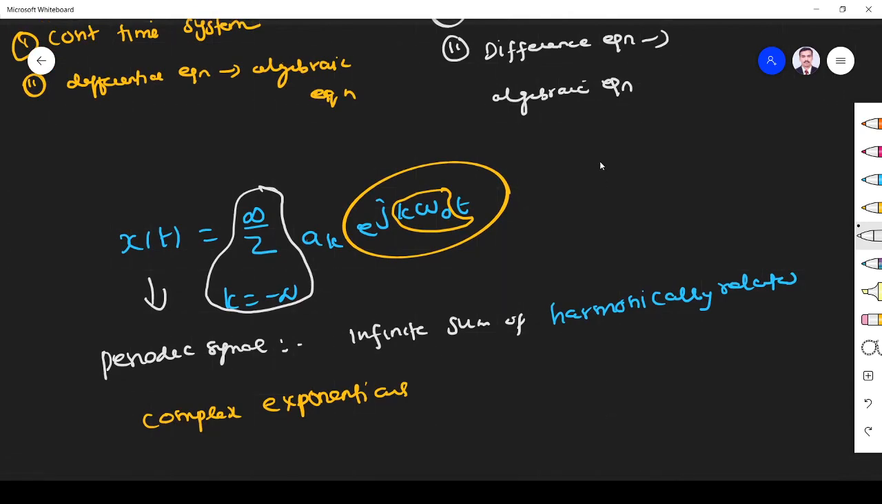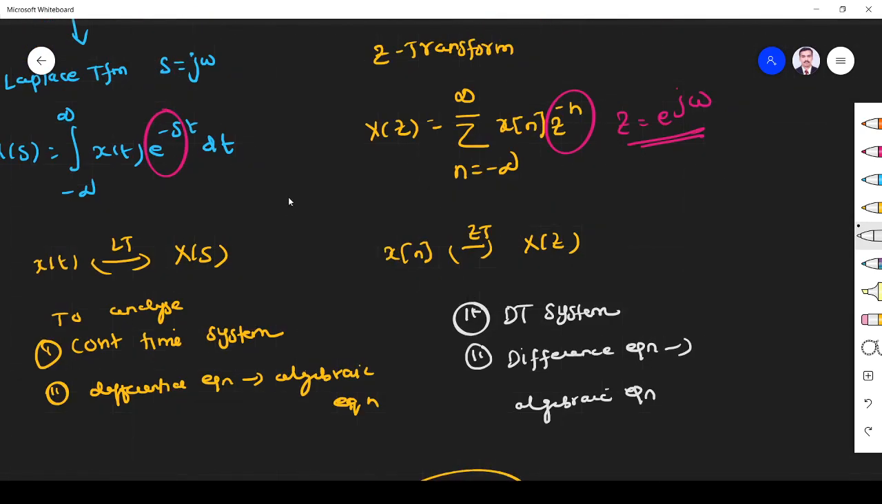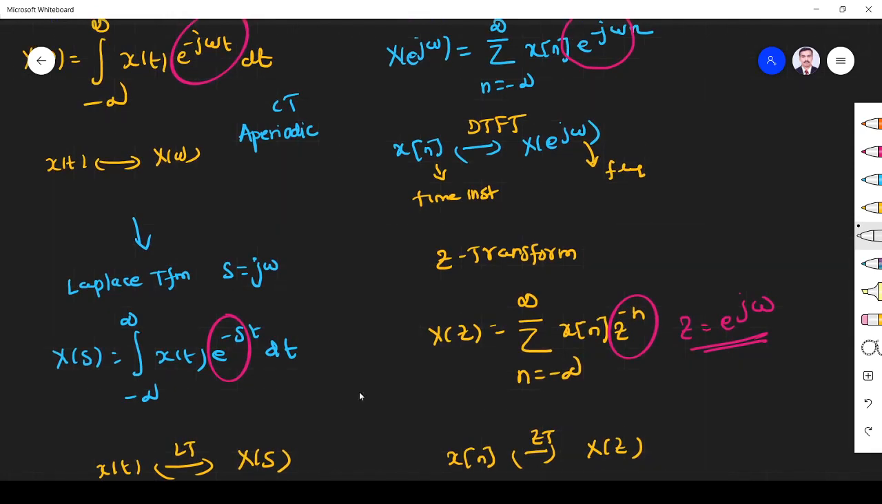If you operate with some other function instead of e power j omega t, what will happen? The original signal will be modified and you cannot get back your original signal if you apply the inverse transform, whether it is Fourier transform, Laplace or Z. That is what we must know about these transforms and e power j omega t.